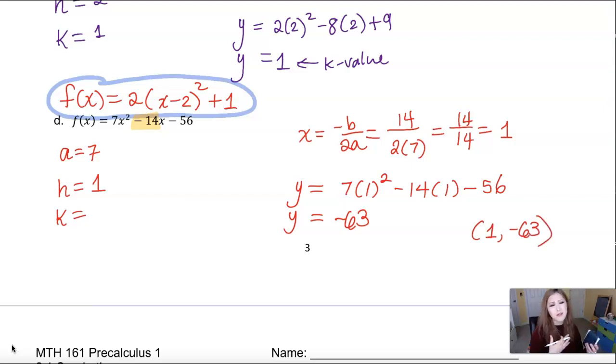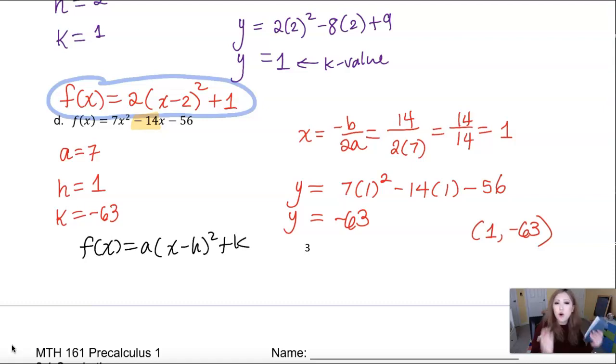And guys, if I ever make a mistake, because I may be typing things wrong in the calculator, just please let me know, okay, so that I can fix it. But the k value is negative 63. So if you want to plug this into that format, f of x equals a times x minus h squared plus k, we got all the pieces we need. Let's go ahead and write our final answer.